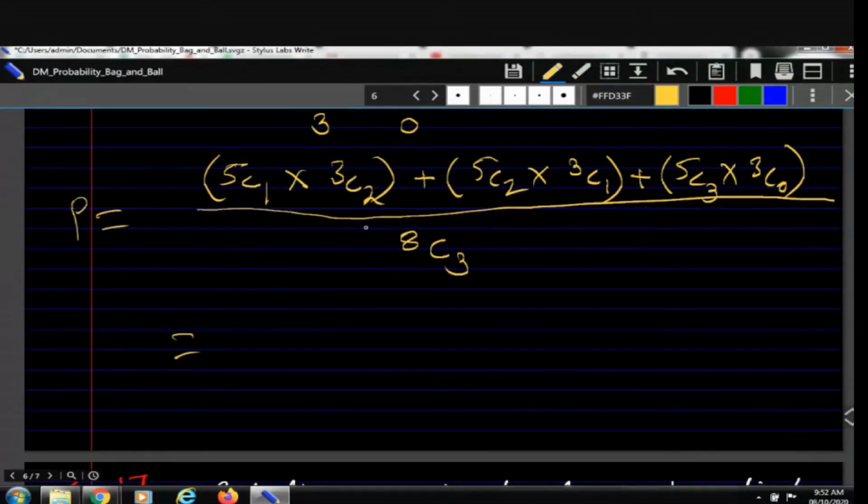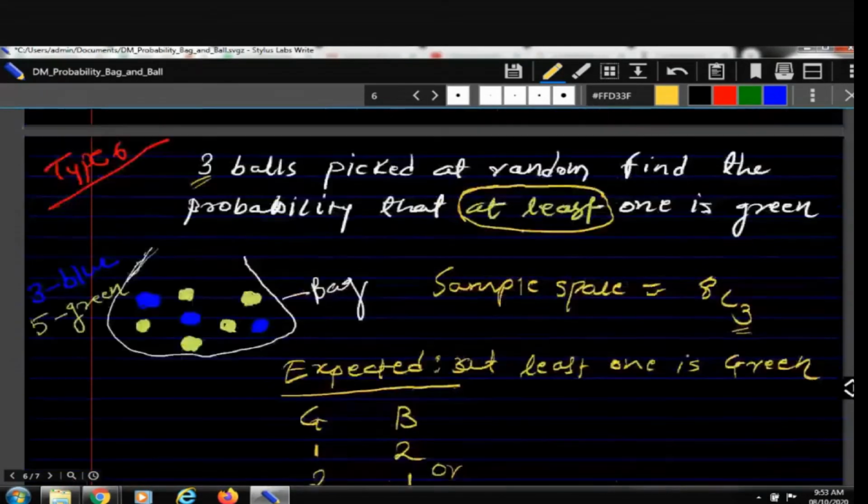Okay, so here the calculation part is more. So in the aptitude examinations, we should be fast to calculate the combinations, if a calculator is not allowed. If a calculator is allowed, then there will not be any problem. Okay, so this is the way by which you can solve the at least problem.